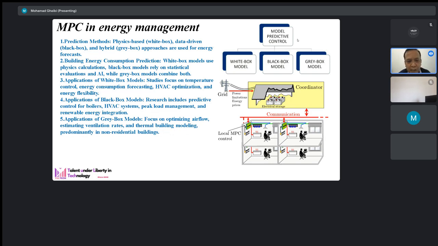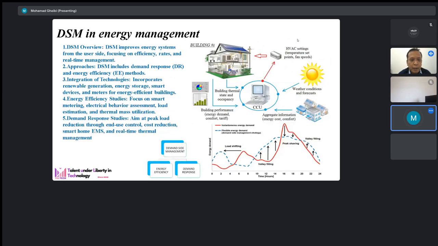And finally, application of gray box models. Gray box models are predominantly used in non-residential buildings to optimize airflow, estimate the ventilation rate, and develop thermal building models. And slide 7.